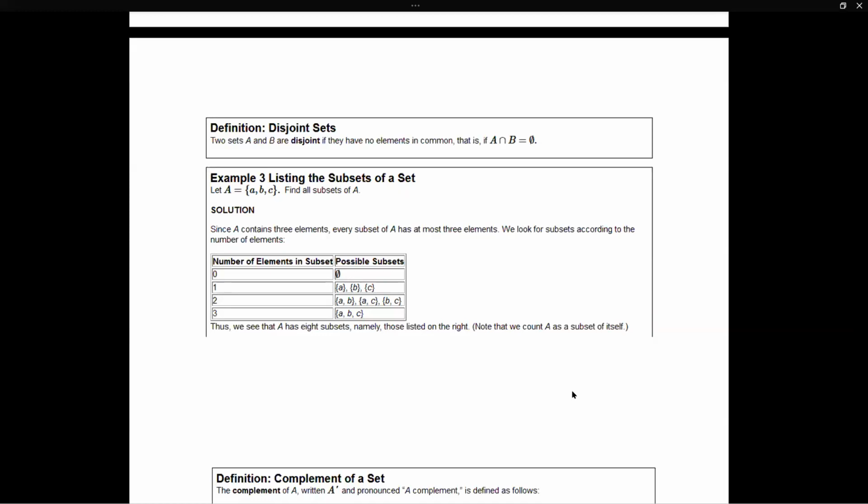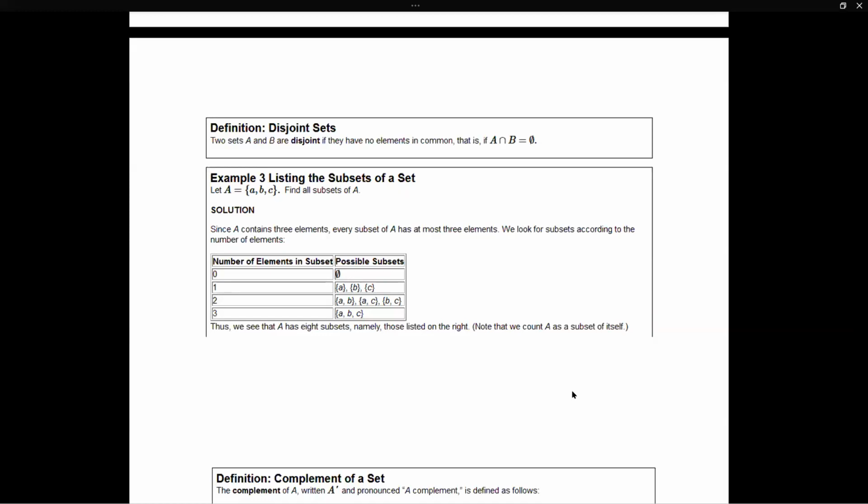So what are disjoint sets? Sets A and B are disjoint if they have no elements in common, right? Which means their intersection is empty. You're not going to find anything in common. So one set has 1, 2, 3, and one set has 4 and 5, for example.